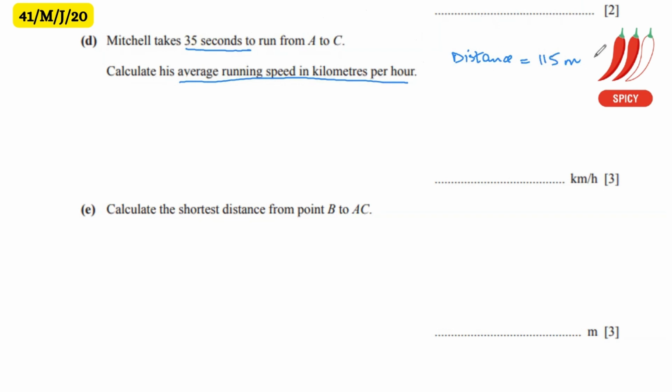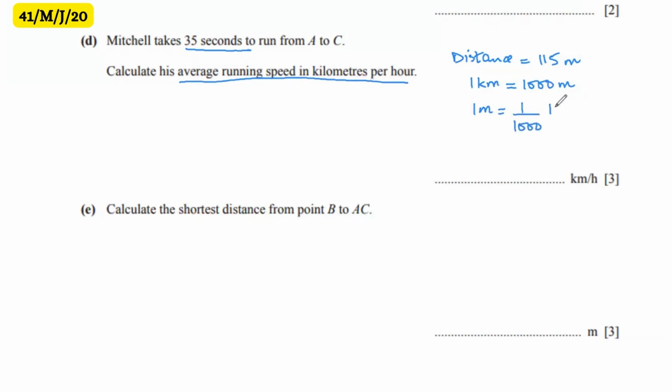Let's convert the distance into kilometers first. 1 kilometer is equal to 1,000 meters, which means 1 meter equals 1 over 1,000 kilometers. So the distance in kilometers is 115 divided by 1,000, which is 0.115 kilometers.